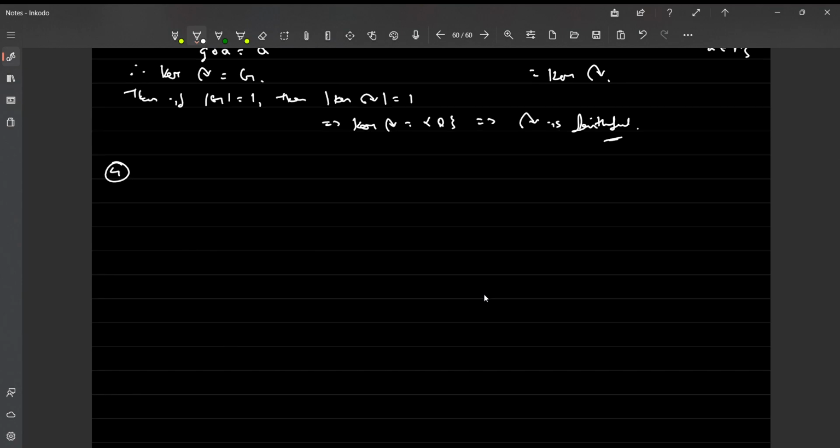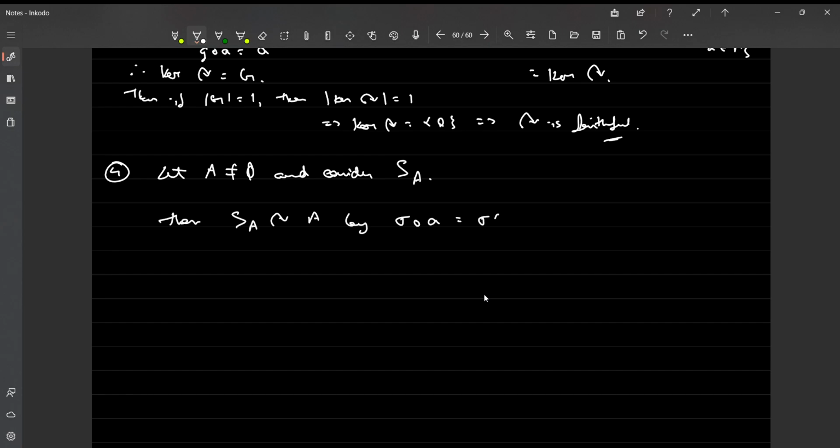Okay. Let's come to the next example. Let A be a non-empty set and consider the group of all permutations S_A. Then S_A acts on A by sigma acting on a is nothing but sigma of a. And this is pretty easy to understand, right?